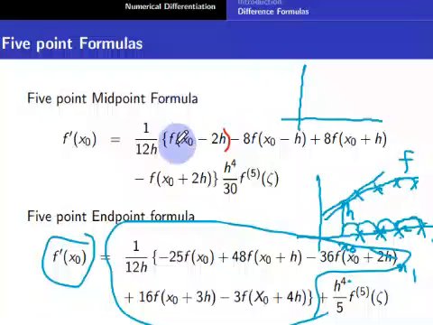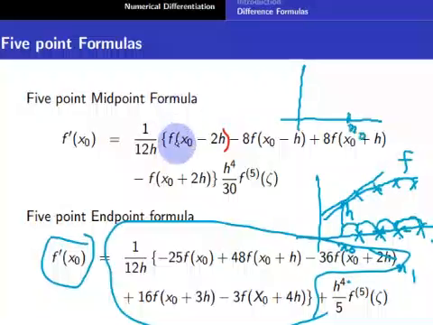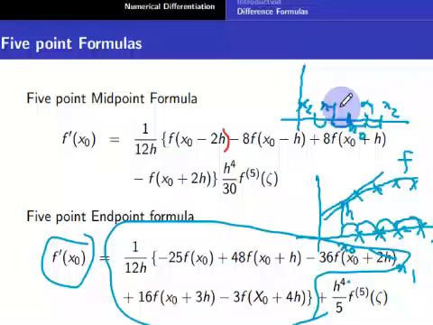5-point midpoint formula, right? This is your x naught. Now we pick 2 points in front, say this is x1, x2, and this is x minus 1 and x minus 2. And for our convenience, let's assume these gaps are equal. The gap between any two consecutive points is equal to h. So find the Lagrange polynomial that passes through these 5 points, with the error. Find that, then substitute x naught into that, then you can come up with this formula.